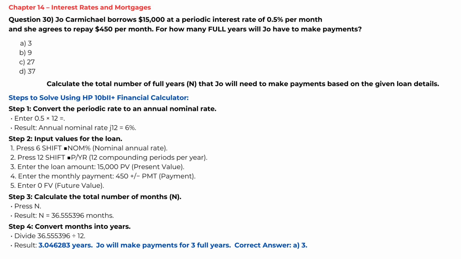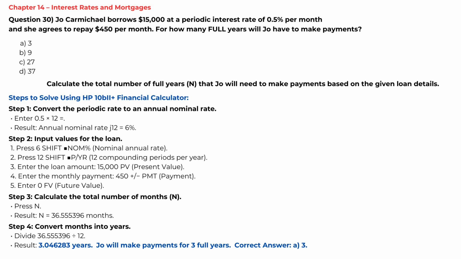Step 2. Input values for the loan. Press 6, shift NOM, nominal annual rate. Press 12, shift PYR, 12 compounding periods per year. Enter 15,000 PV, present value, the loan amount. Enter 450, plus/minus sign, PMT, the monthly payment. Enter 0 FV, future value. Step 3.